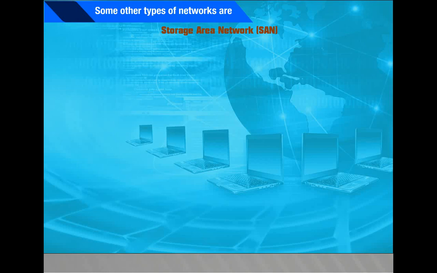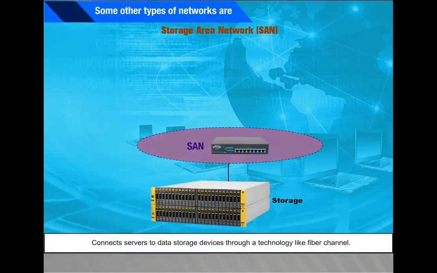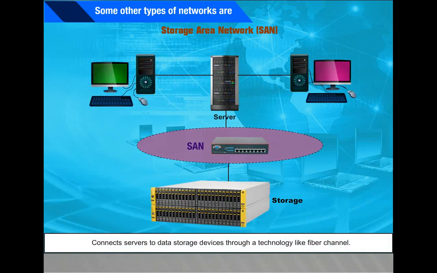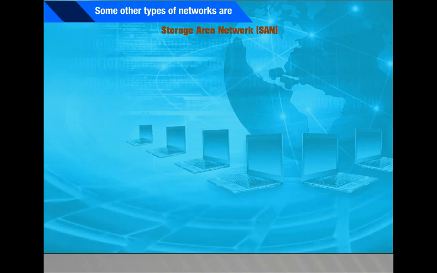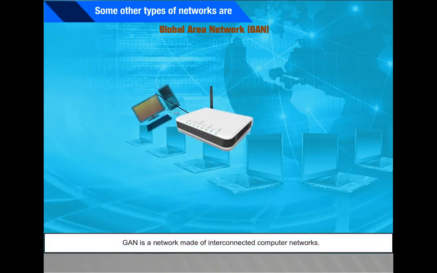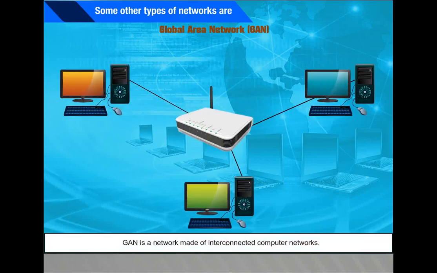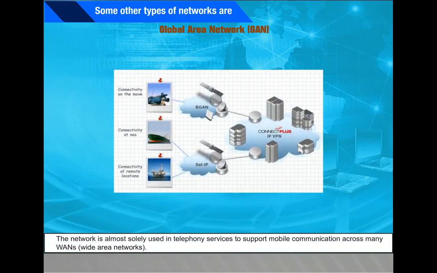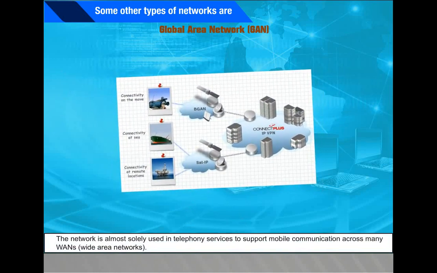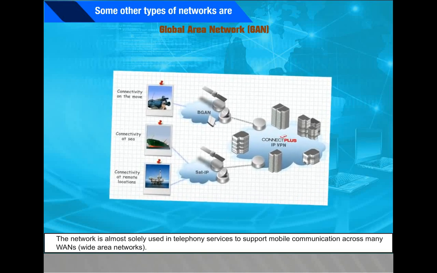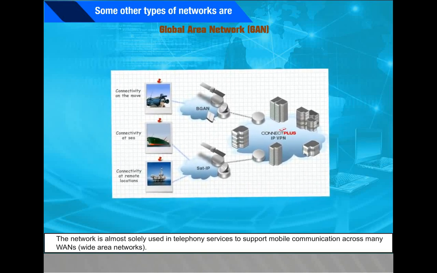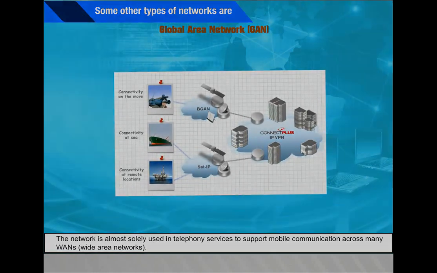Storage Area Network (SAN) connects server to data storage devices through a technology like fiber channel. Global Area Network (GAN) is a network made of interconnected computer networks. The network is almost solely used in telephony services to support mobile communication across many bands, wide area networks.